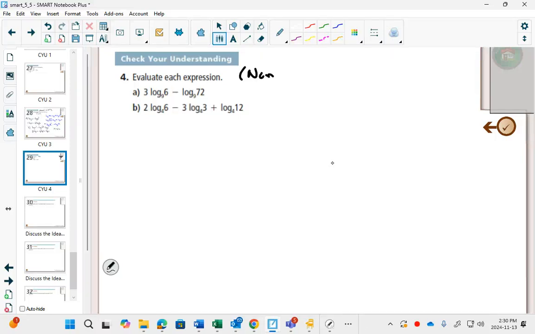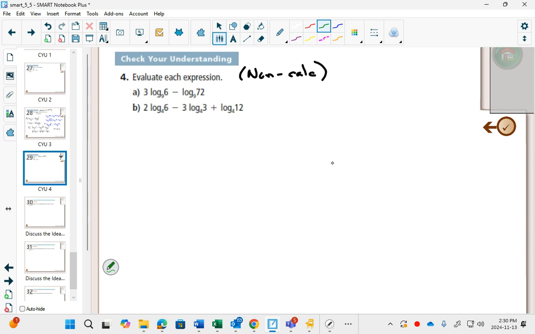Question number 4, I'm going to just put in brackets here. This would be a non-calculator question. I mean, if it was a calculator question, you could just type it in your calculator, push enter, and get an answer, which would be nice and straightforward. However, in a non-calculator, the first thing I hope you notice is that it's not nice.